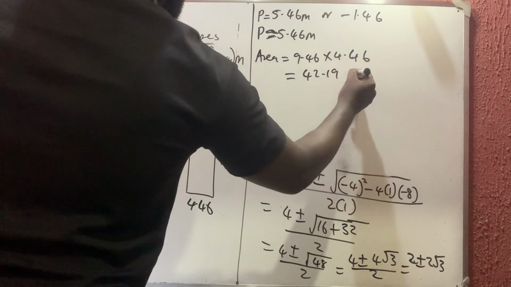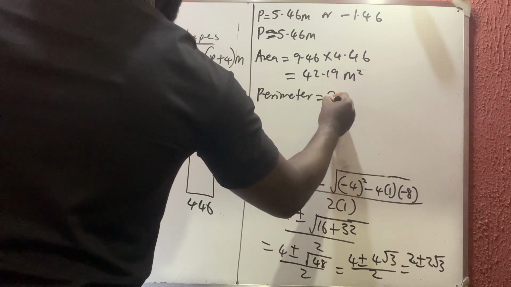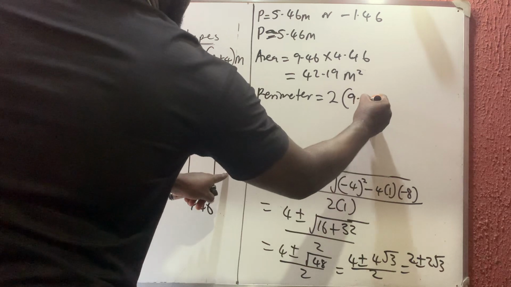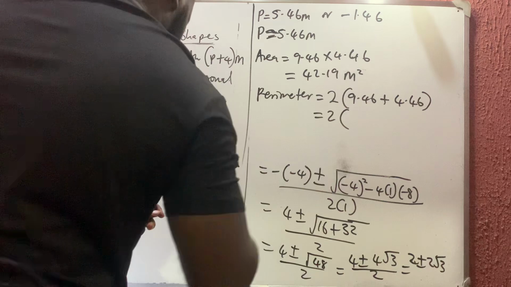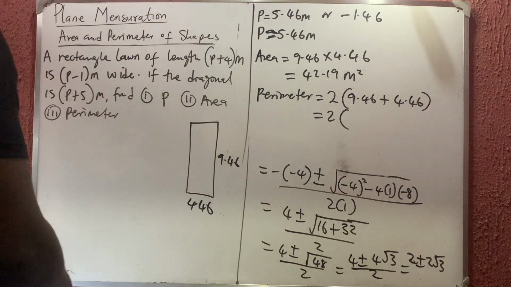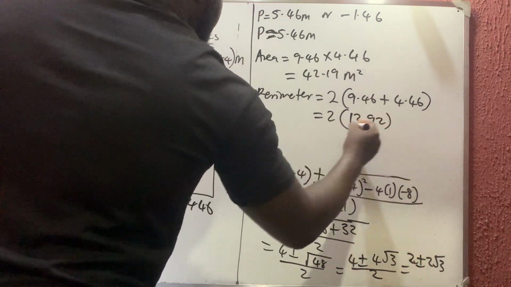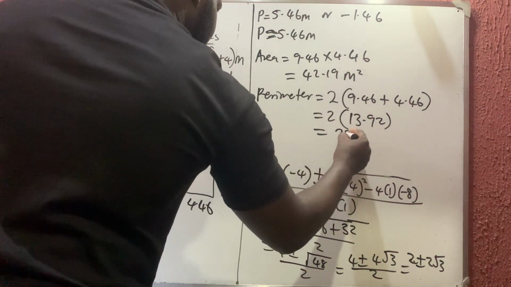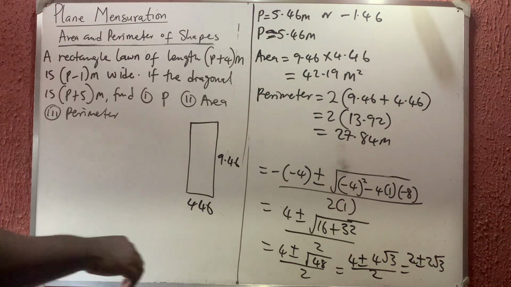Okay, meter square. So the perimeter is simply 2 in bracket of this side, which is 9.46, plus this side 4.46. So which is what, 2 in bracket of 13.92. So if you multiply it by 2, you are going to have 27.84 meters. So that is that for that.